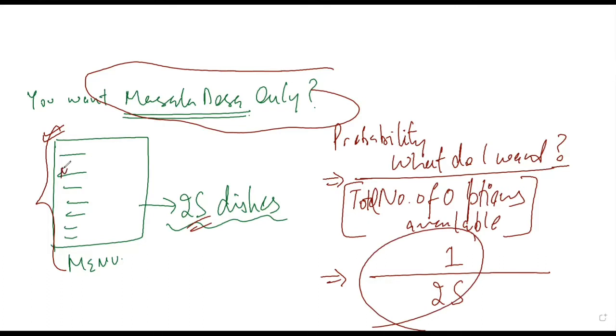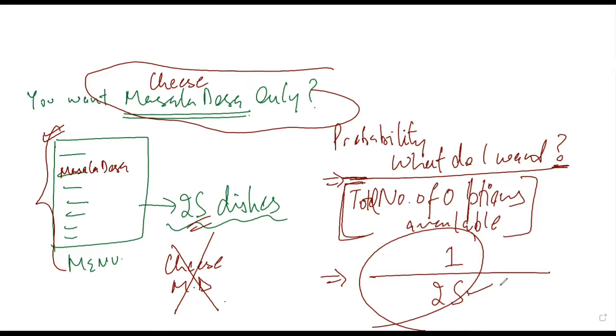Let us assume that you will only have cheese masala dosa. Have you understood this? Yes. But in the menu, cheese masala dosa is not mentioned. Satya, have you understood what I said? Yes, sir. Cheese masala dosa is not available. So what will be the number of options, Mr. Satya? 25. And what is the dish that you want? Is it present in that menu? No, sir. So it would be 0.